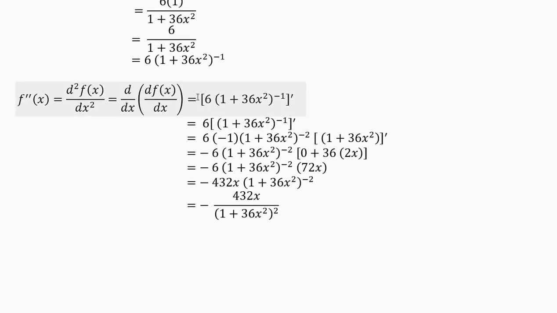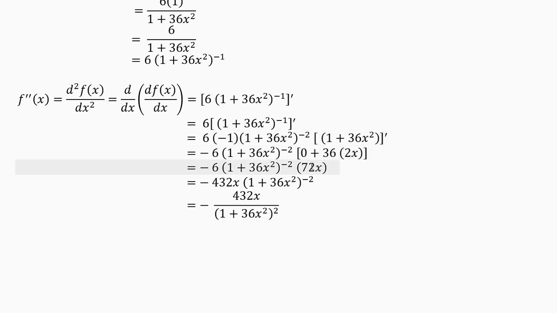Now, the second derivative is the derivative of the first derivative. You have written the first derivative in a normal form. Take this 6, put it outside, and differentiate this. N equal to how much? Minus 1. It is of the form u power n, n equal to minus 1. We will get minus 1, bracket, minus 1 will become minus 2, and the derivative of the bracket. The derivative of 1 is 0. Derivative of 36x square is 36 into 2x. So we'll get 0 plus 72x.